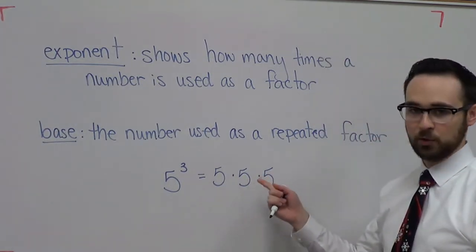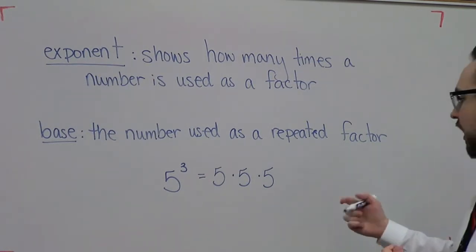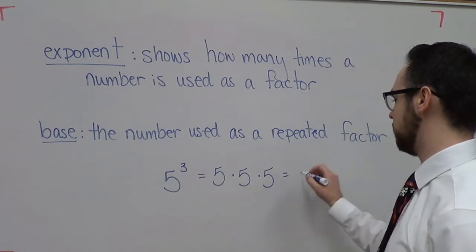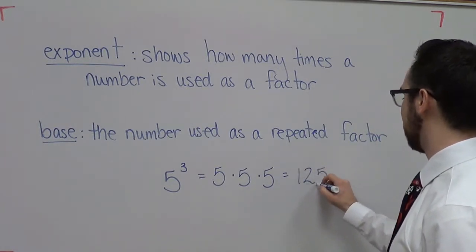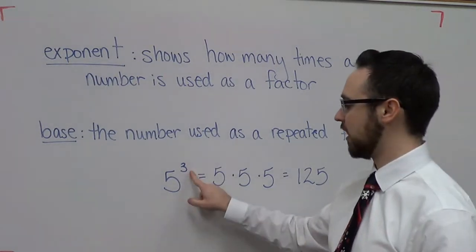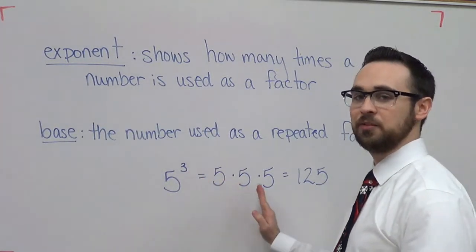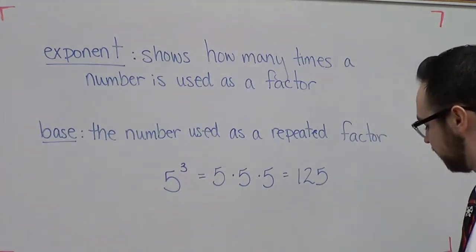And again, that little dot means multiplication. We're going to start using that more often as well. But 5 times 5 times 5, and we can actually figure that out and say 25 times 5, which is 125. So that's how we use exponents. The base is the big number, that's the factor, and the exponent shows how many times. It is not 5 times 3. It is 5 to the third power, or 5 times 5 times 5, 3 times.